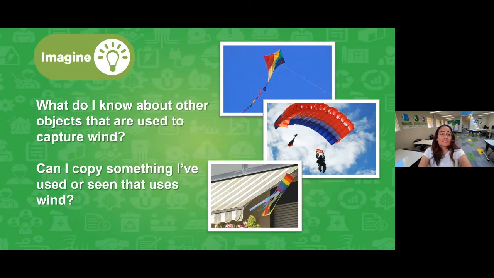So our next step is to imagine, and again, I have some examples of how I've imagined wind in the process and its use. What do I know about other objects that capture the wind? Again, that kite definitely makes sense to me, but I see some other ones there. Can you identify some of those, friends? And can I copy some of these into something that I've used or seen before, or maybe modify it?